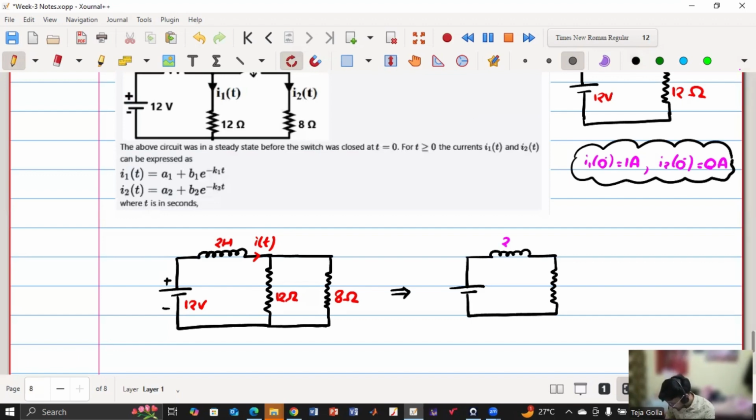What will be the parallel of 12 and 8 ohm? Anyone? It is 24 by 4.8. 4.8. Everyone agree?